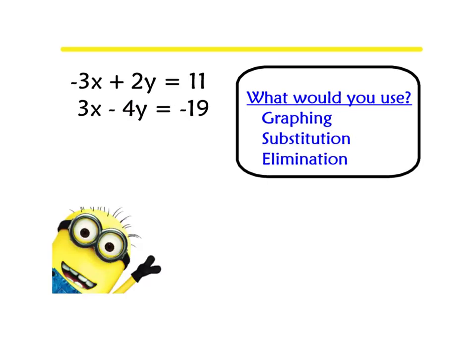Now try this last example. So take a few seconds. Use your flowchart and figure out what method you should use for this. Hopefully you said no, both equations are not solved for y. And hopefully you said no, one variable is not isolated. And so that would mean we're going to use elimination.